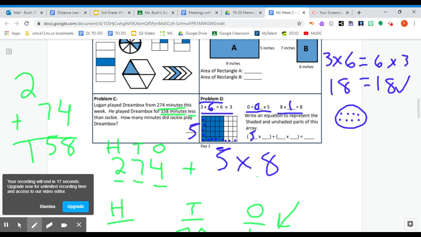So I need to put 5 here, and then I'm going to break up the 8 into 5 and 3. So there I know I have 40 should be my answer.